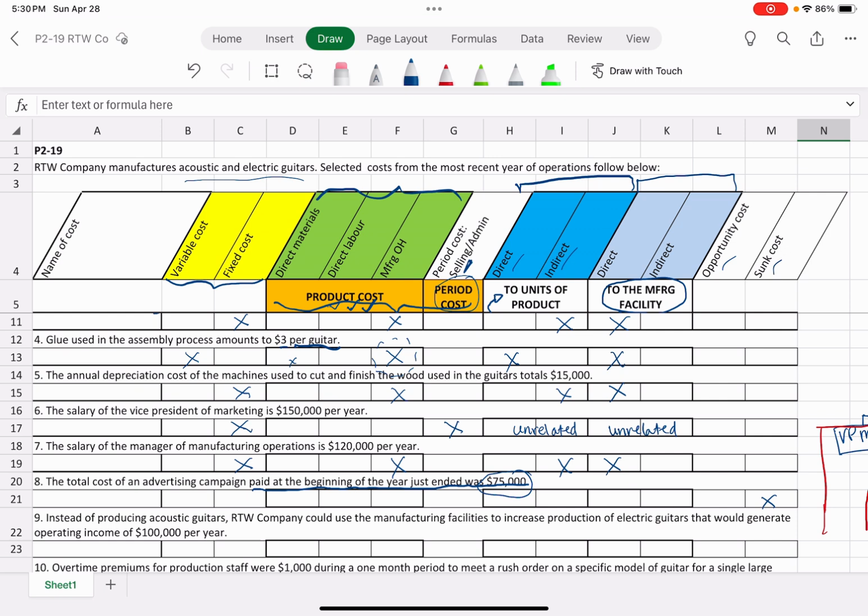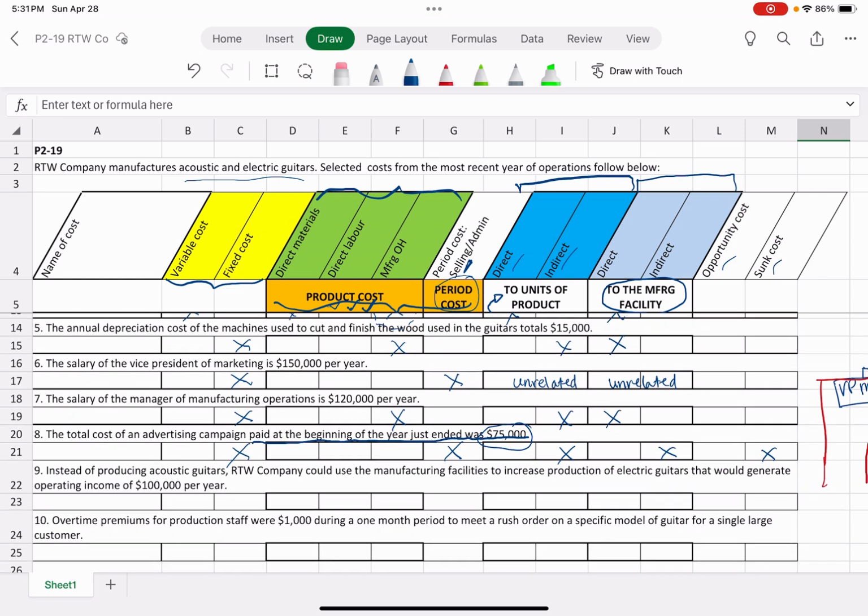Okay, I would also consider, if I was looking at it from a different perspective, the cost of an advertising campaign would be fixed. It's a fixed cost. It would be a period cost because it's related to selling. So I would call that a period cost. Would it be direct or indirect to the units of product? Well, if the advertising campaign is for the guitars, I would say it's an indirect cost of advertising the product of the guitars and therefore to the manufacturing facility.